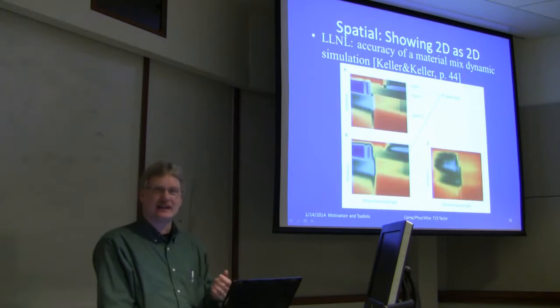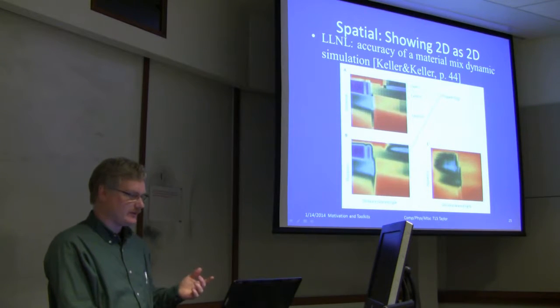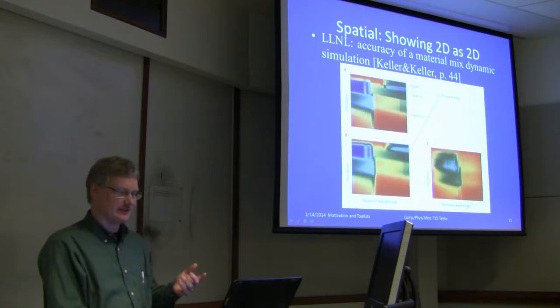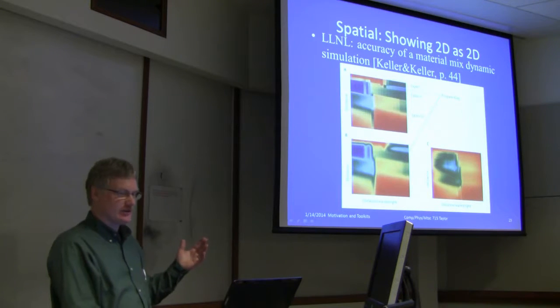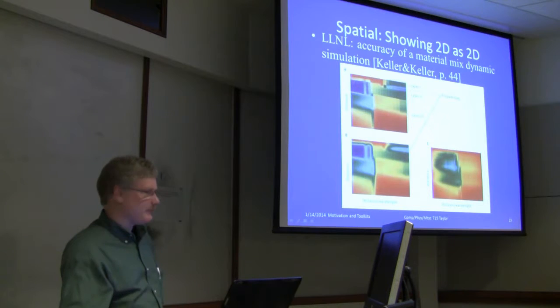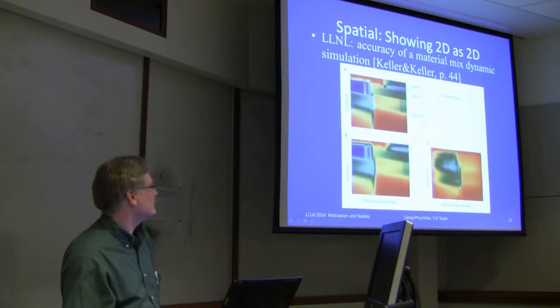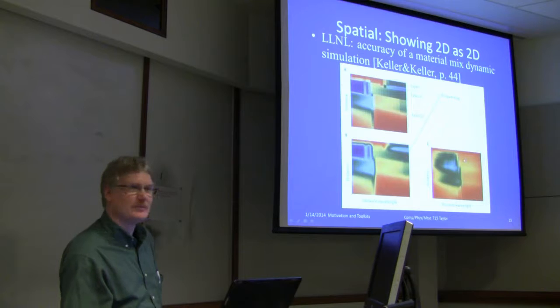So this was looking at a simulation compared to experimental data to look at the accuracy of a material mixture dynamic simulation. And they basically showed the results in the area of interest, and they compared kind of what they expected with what they got. And like, what is going on with this thing here, kind of low resolution, high resolution? That doesn't show up in the experiment.